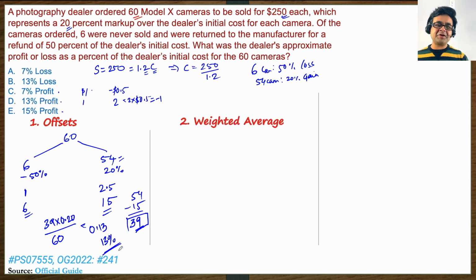In the second method, we are going to apply a weighted average formula, basically saying that the overall profit would be the weighted average between the losses and the profits. So my loss is 0.5 multiplied by 6 plus my profit is 0.2 multiplied by 54, divided by my initial number that I bought or my initial cost, which is 60, and this also will give you 0.13, 13%.